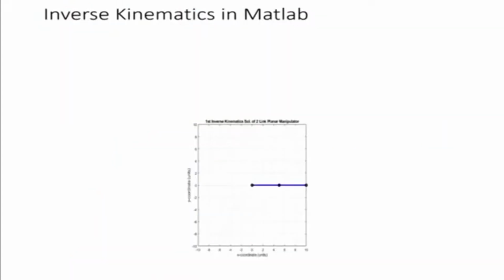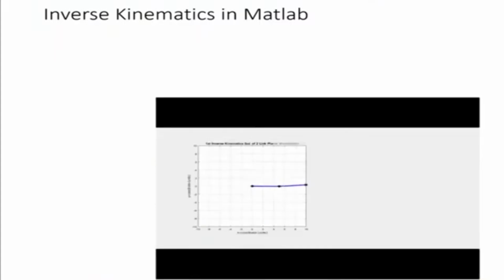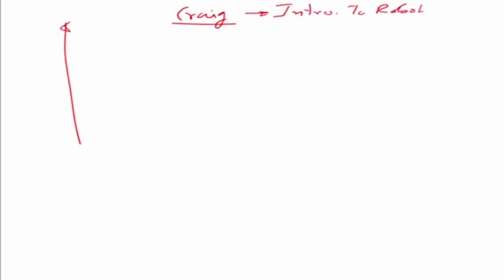Now there are other methods also where we can do inverse kinematics. So what is the other method? The other method is as given in the textbook by Craig. Please refer to this textbook, Introduction to Robotics by Craig. Now the proposed method here uses the law of cosines.